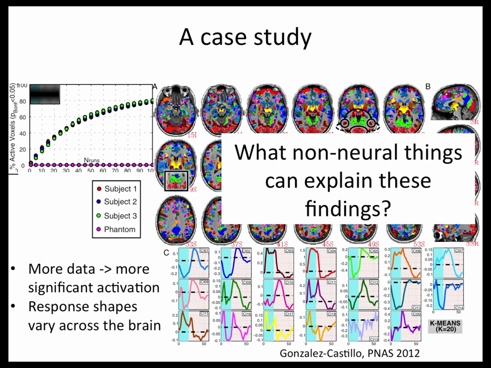So here's where this becomes a case study. We got our initial findings. We looked at them. How did we both convince ourselves that this is real, and how did we convince the rest of the field that this is real? If you saw these figures I showed you, what things might explain these findings that would say that no, this is not neural, this is something else going on?